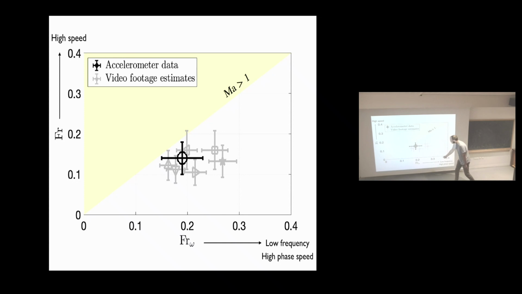Okay, so you can interpret the x-axis. The higher you go on the x-axis, you're talking about low frequency oscillations, and the higher you go on the y-axis is talking about high speed. And there's this sweet spot here where the data seems to lie.